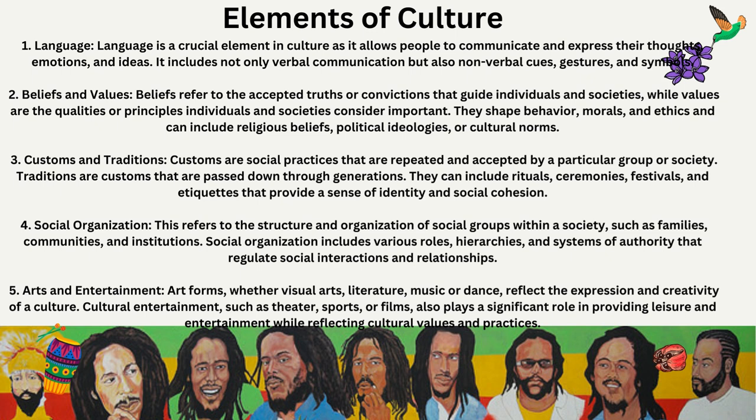Number 4, social organization. This refers to the structure and organization of social groups within a society, such as families, communities, and institutions. Social organization includes various roles, hierarchies, and systems of authority that regulate social interactions and relationships.